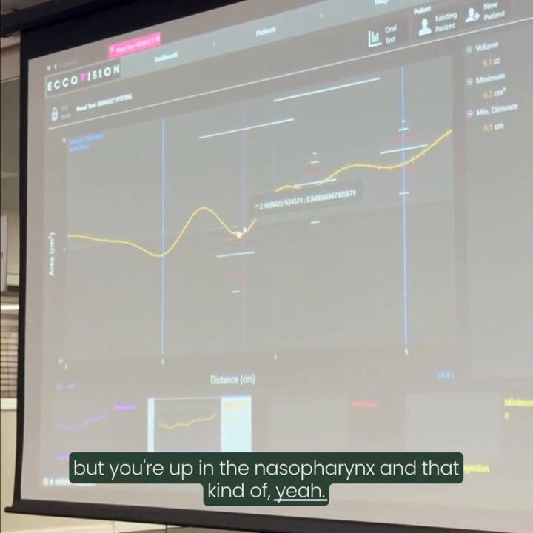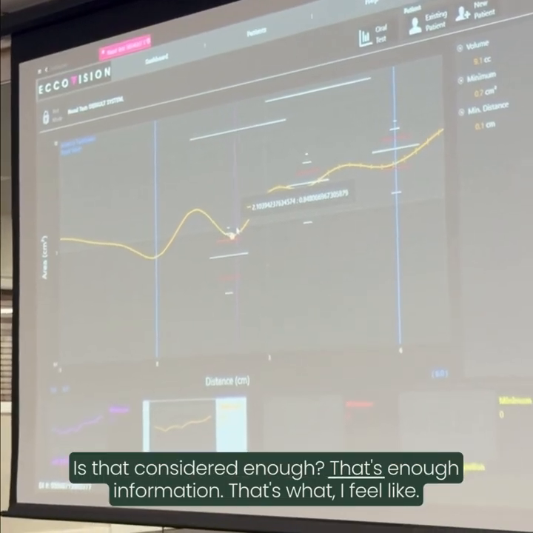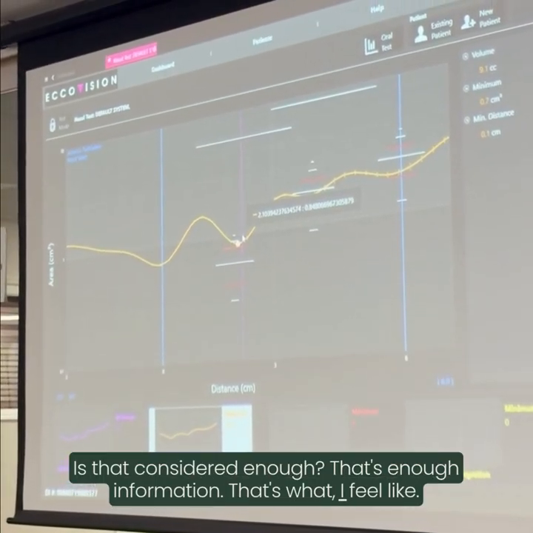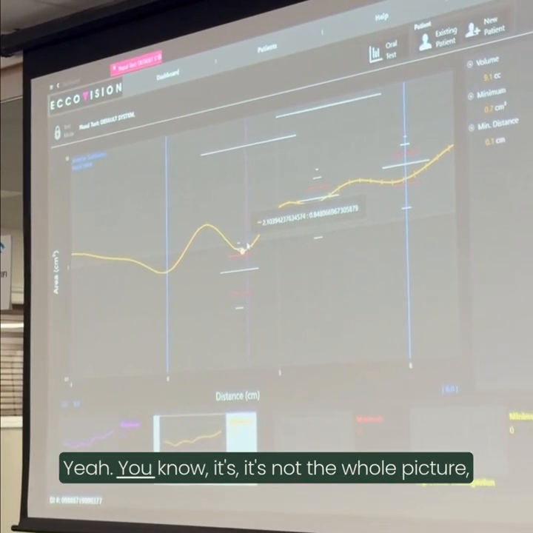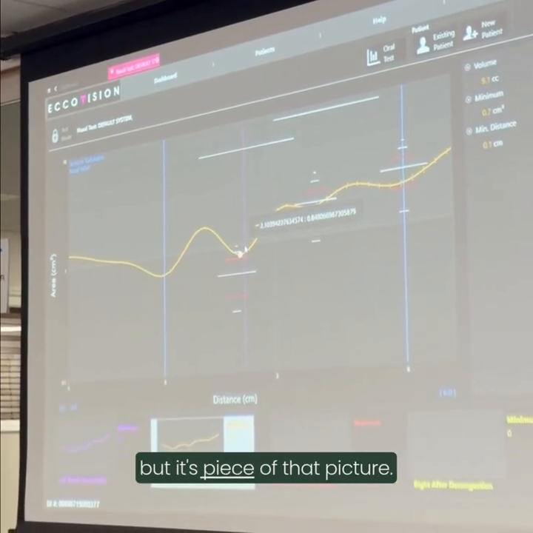Is that considered enough? That's enough information. I mean, it's not the whole picture, but it's a piece of that picture.